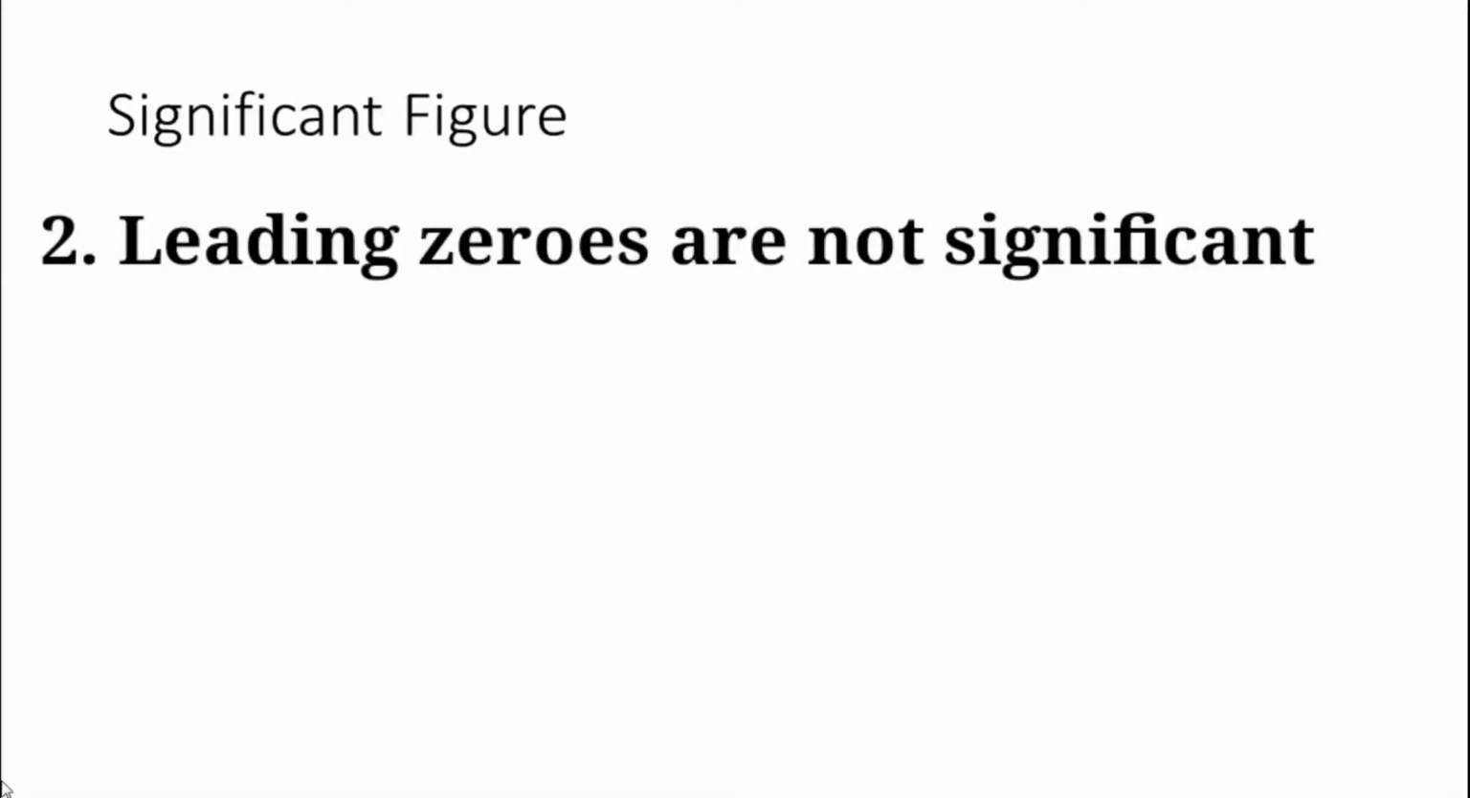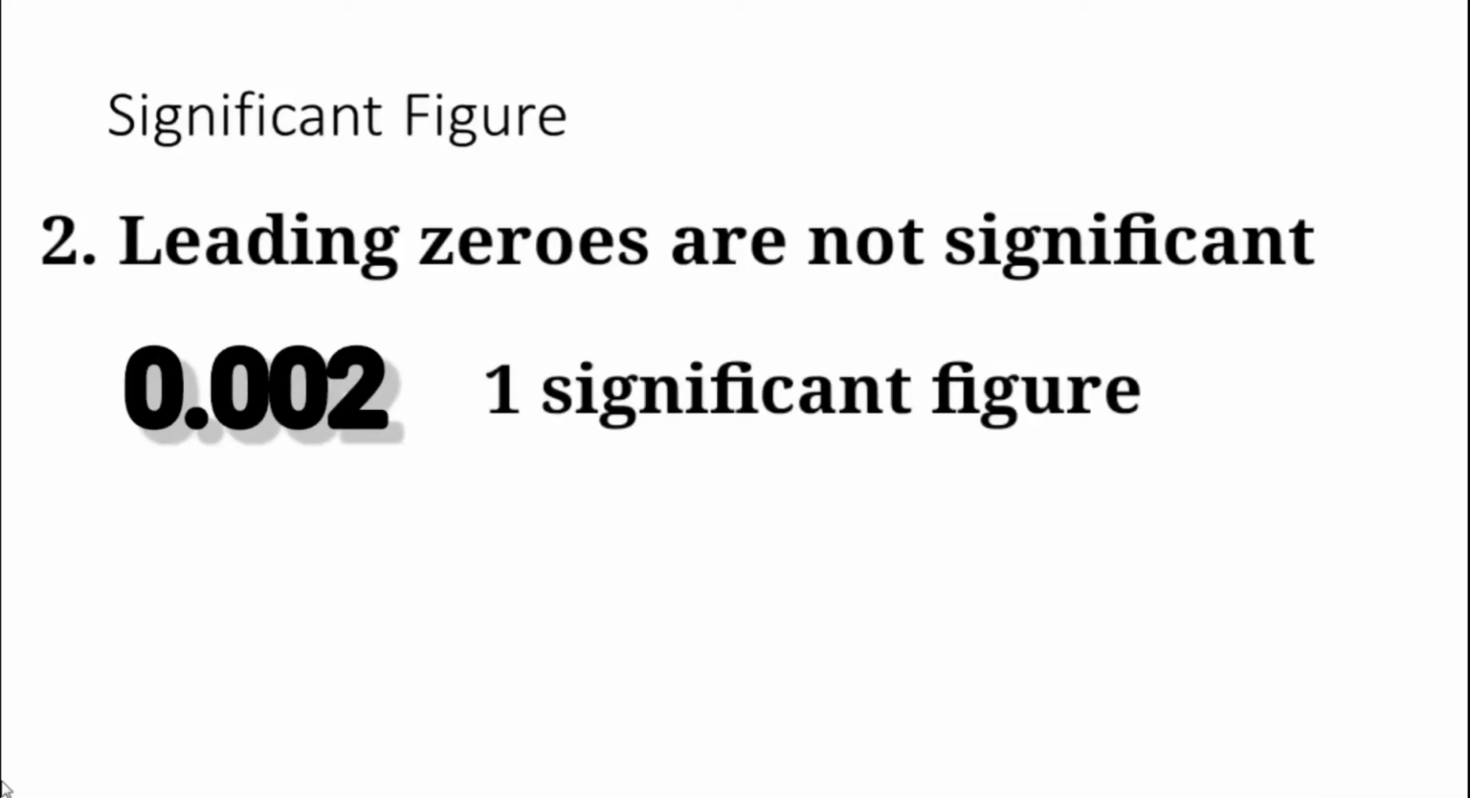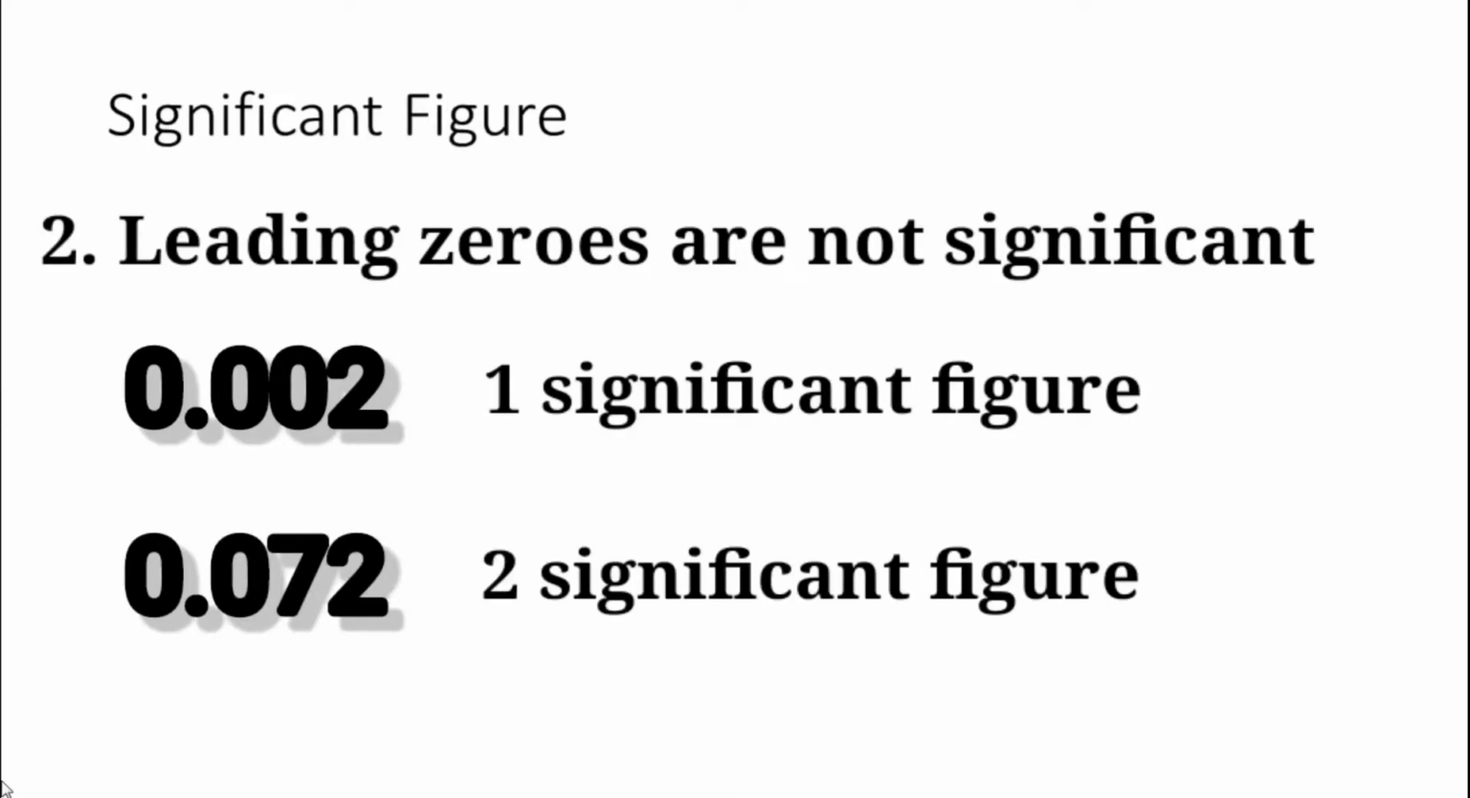Second rule is that leading zeros are non-significant. For example, the number 0.002 has only 1 significant figure. The number 0.072 has 2 significant figure.